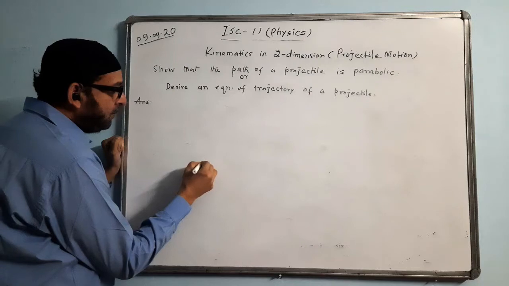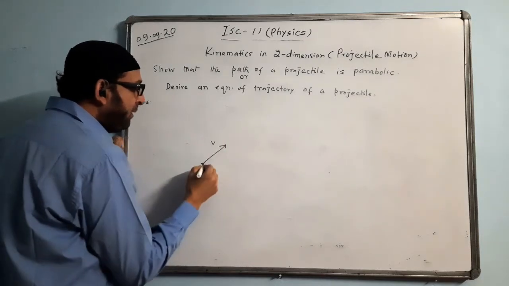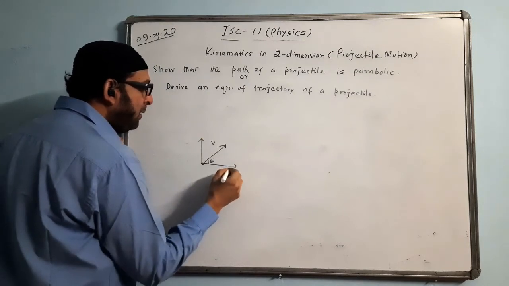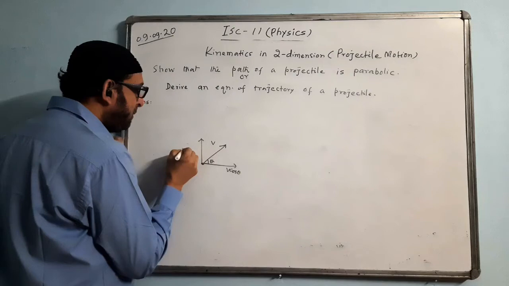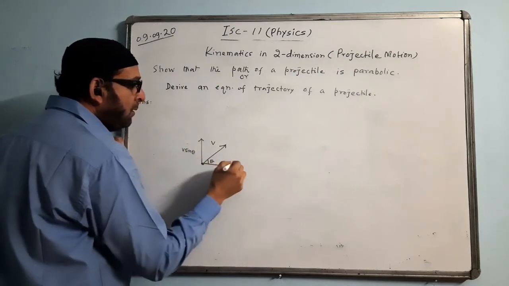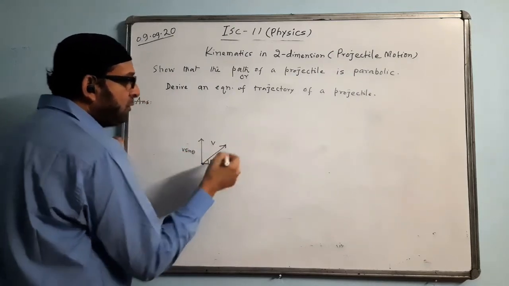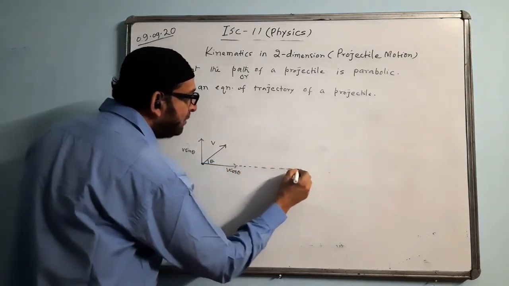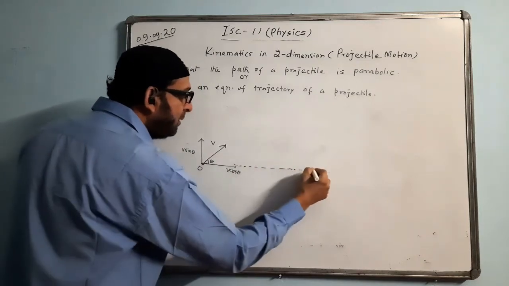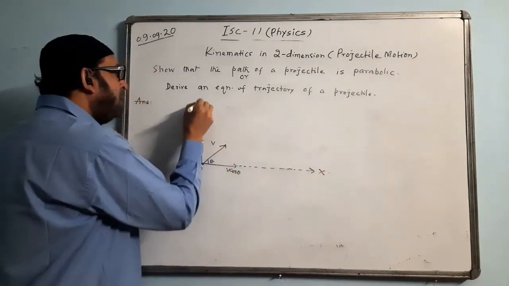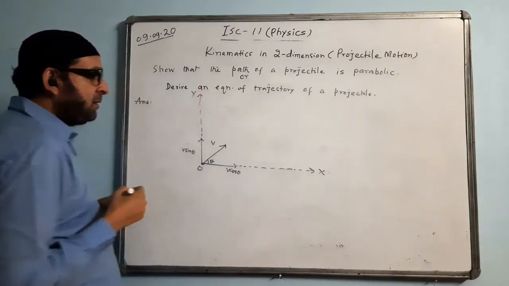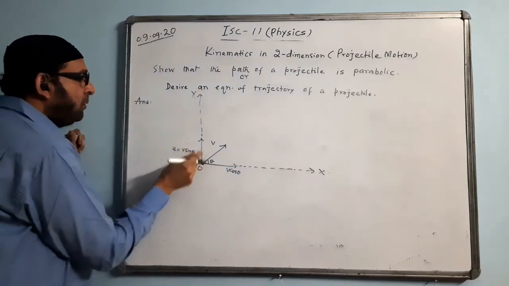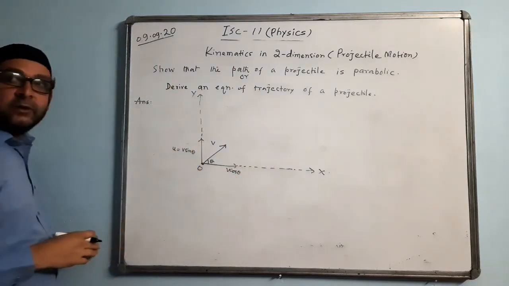So we will draw a diagram. A body is thrown with a velocity v, making an angle theta. It has two components: this is v cos theta, this is v sin theta, and we have to show the path is parabolic. If you take this as origin, this will represent the x axis, and this will represent the y axis of the coordinate. So this will be the value of u for upward motion, and this value will remain constant throughout.